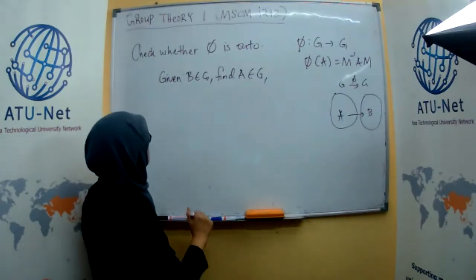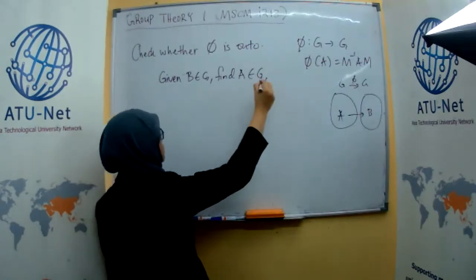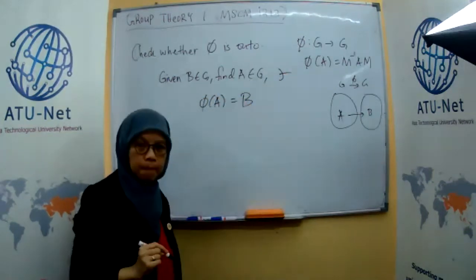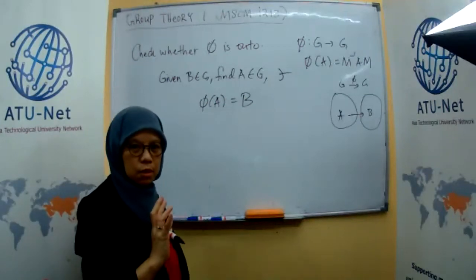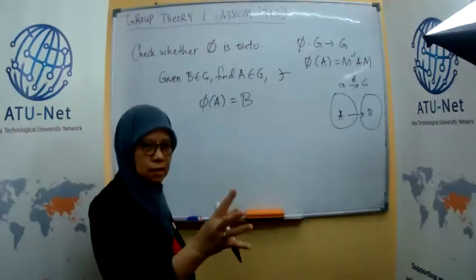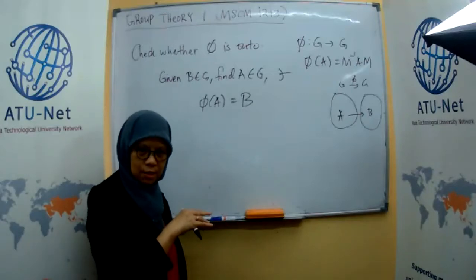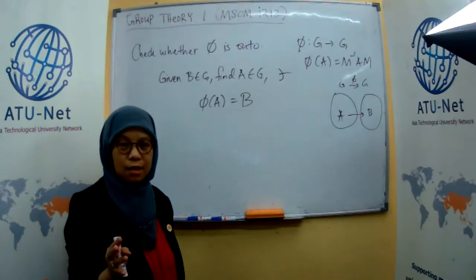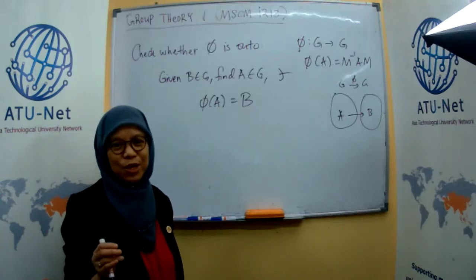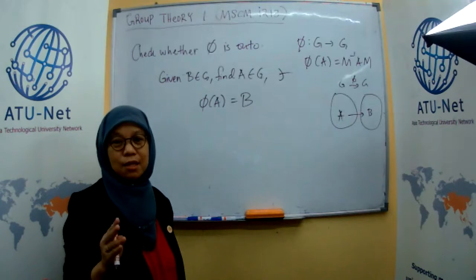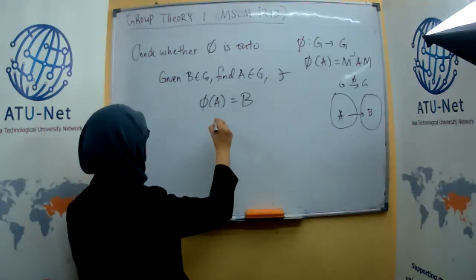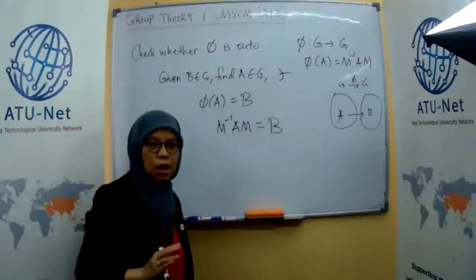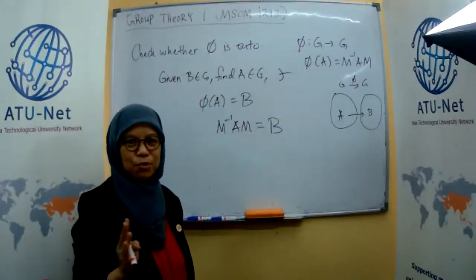Okay, so such that phi of A is B. Given B in the other side, find A from this side that is mapped to that B. Meaning you have to find A in terms of B. It's actually quite easy. So what is phi of A? M inverse AM. Now, how do you write A in terms of B?